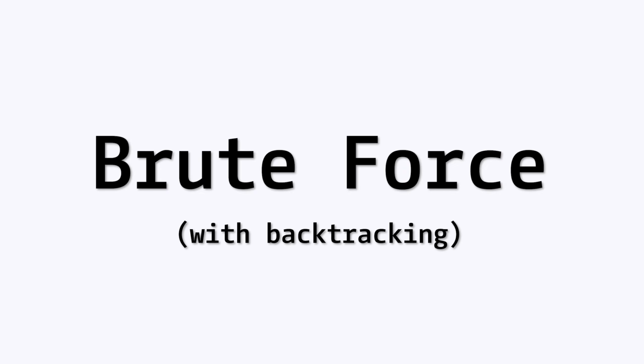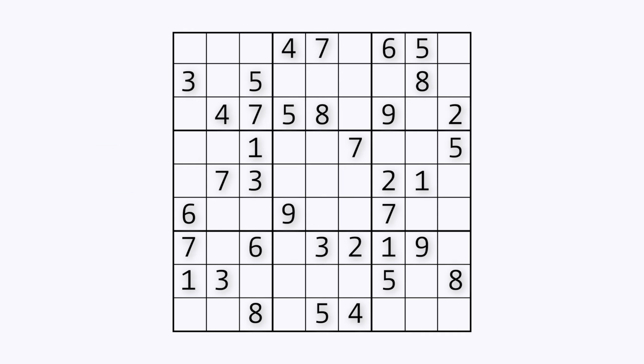And now it's time to make the bot, and the method we're going to use is a very simple brute force with backtracking. We start at the first empty square and input the number 1. If this is not a valid placement, then we increment the number until it's valid. Then we move on to the next square and repeat this process.